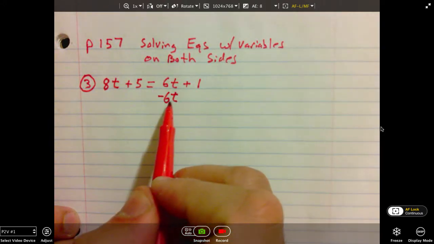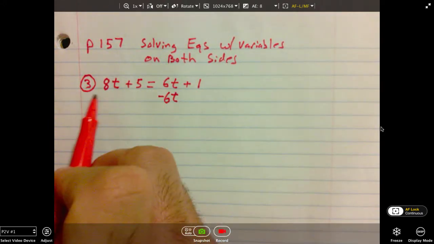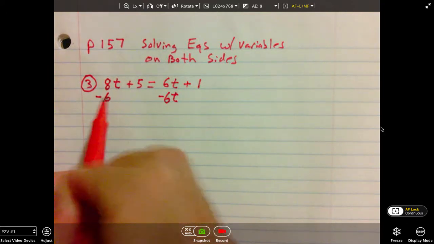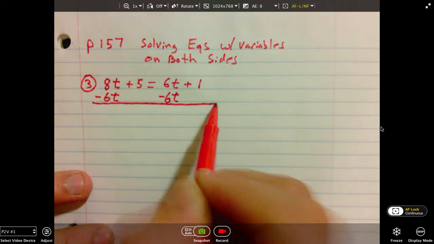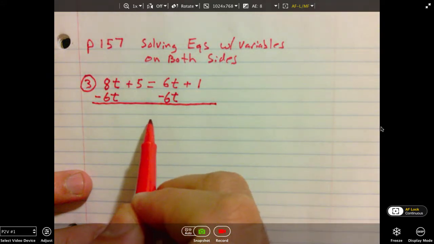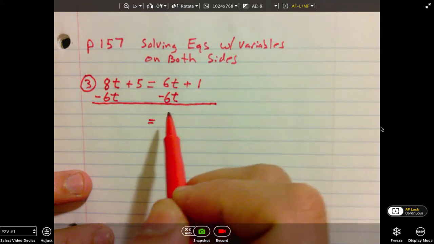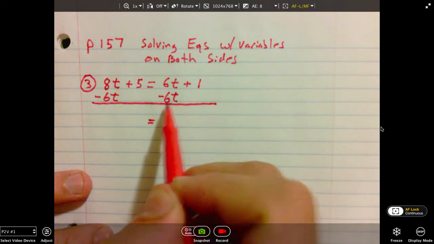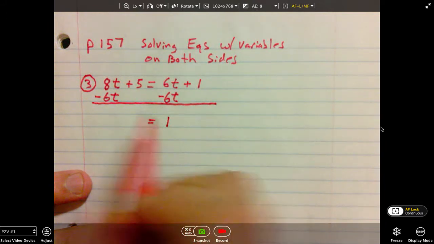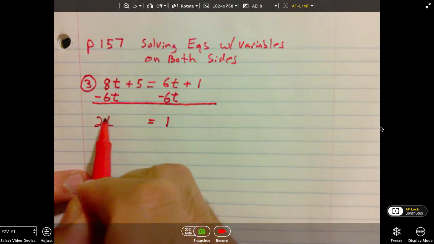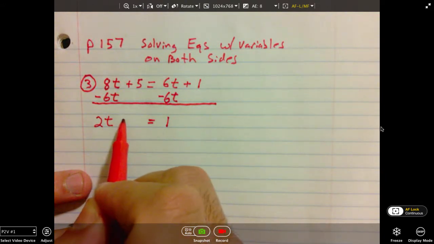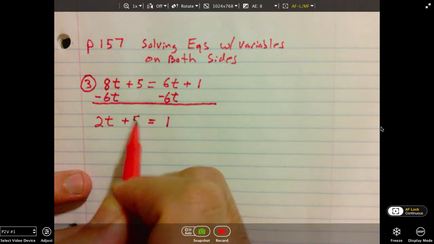Whatever I do to one side of the equation, I must do to the other side, subtracting 6t on the left as well. Equals in the middle. 6t subtracts with 6t to leave 1. 8t minus 6t is a 2t. Plus 5 remains on the left hand side.